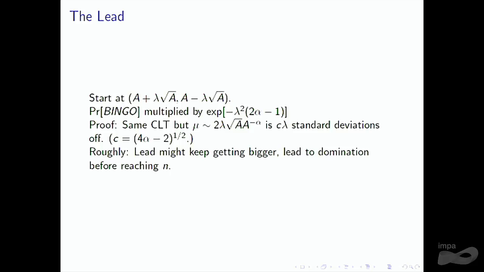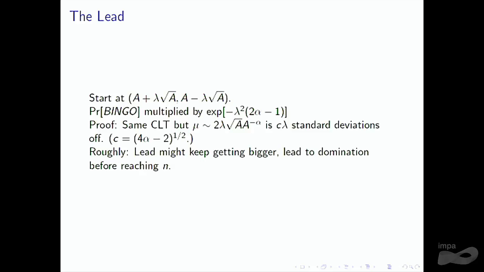If you have a total of 2A bins, and you have 2 lambda root A more than the other bin, then you've got a significant lead, and the bigger lambda, by lead I mean your chance of total domination. And if lambda is 0.1, it's a relatively small lead, and if lambda is 10, it's an enormous lead. What happens is when you work the probability of bingo, so you can also do this directly for total domination.